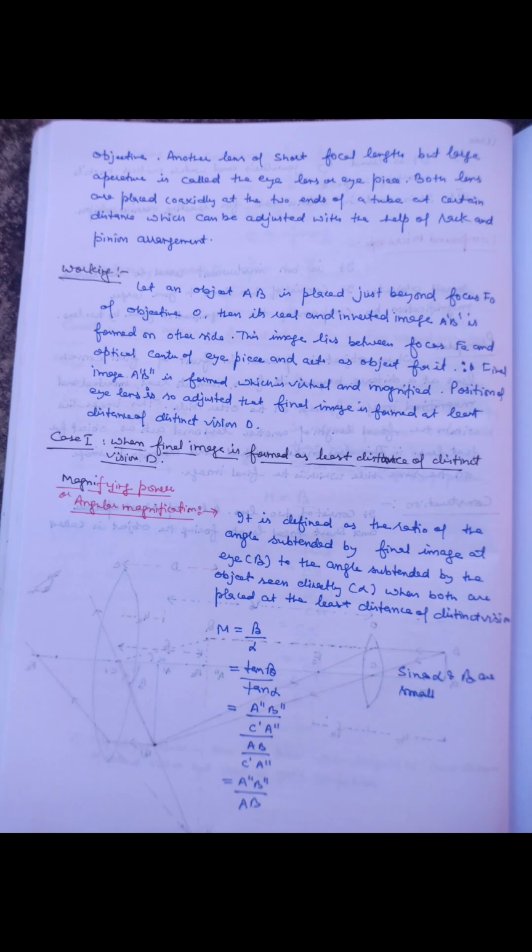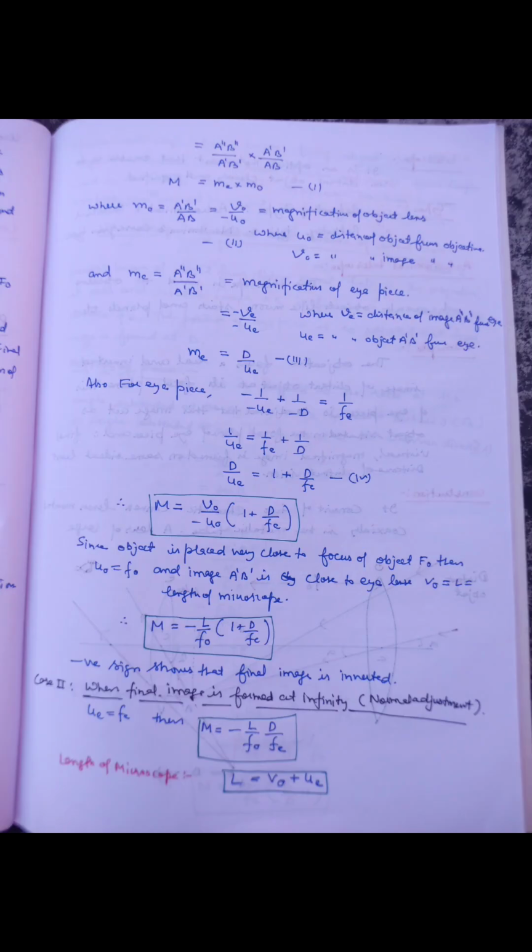For least distance of distinct vision, magnifying power comes out to be minus L upon f naught into 1 plus d upon fe, where f naught and fe are the focal length of objective and eyepiece respectively. For normal adjustment, magnifying power is equal to minus L upon f naught into d upon fe.